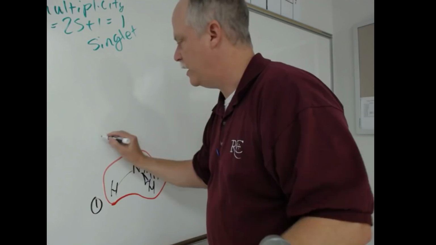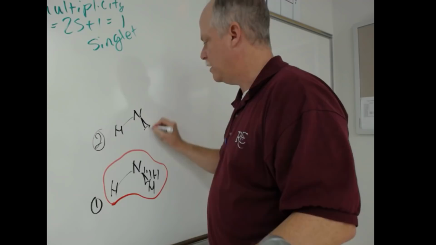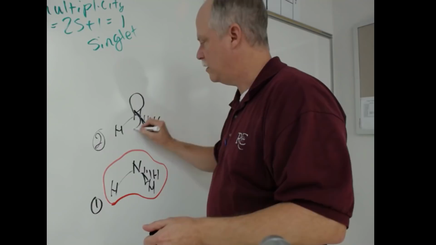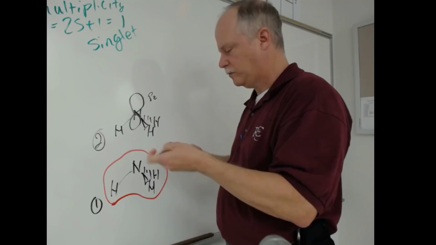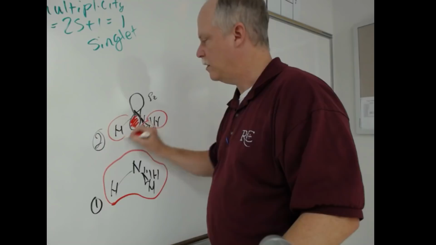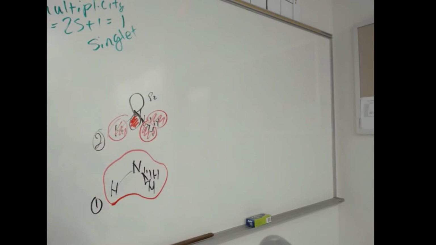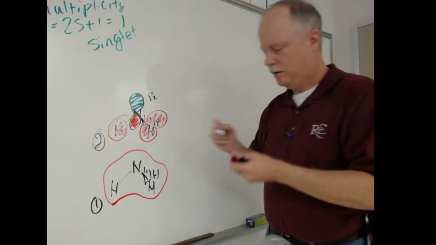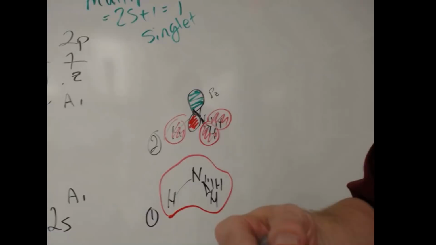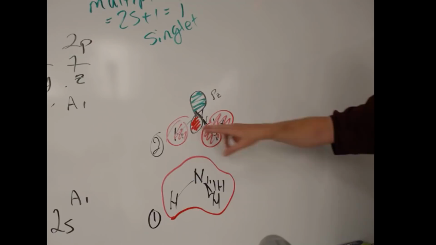So number two would be right here. The nitrogen and the three hydrogens. Let's draw the pz orbital. And now the bottom is in phase with the three hydrogens. How's that? Okay. So that would be 2pz plus the 1sa plus 1sb plus 1sc.